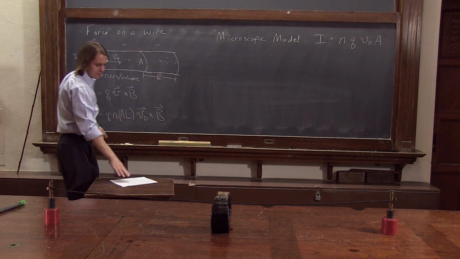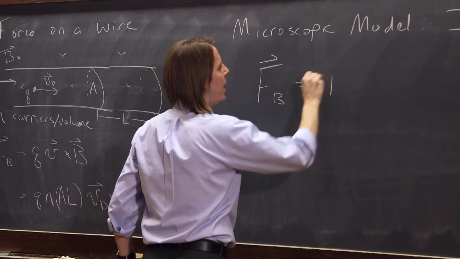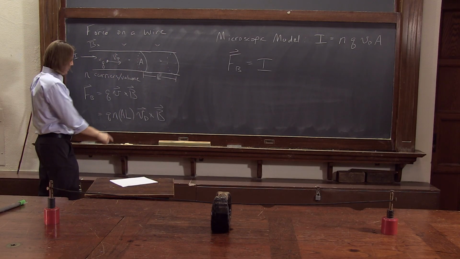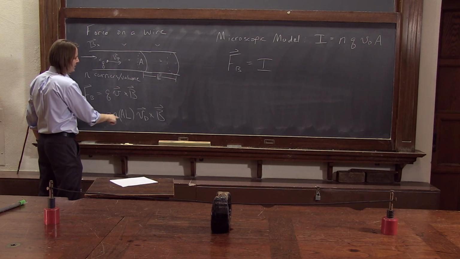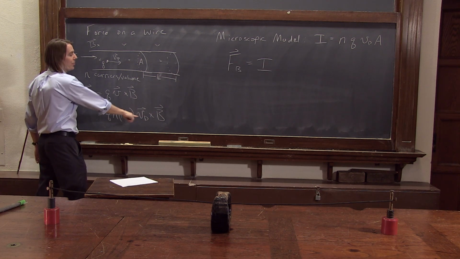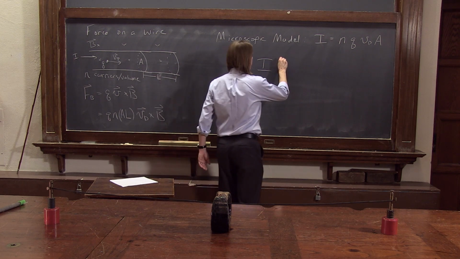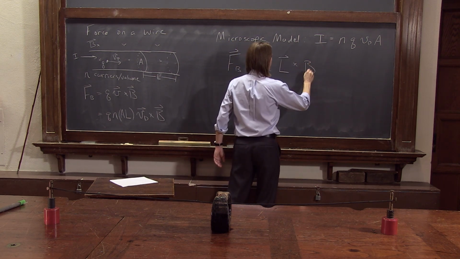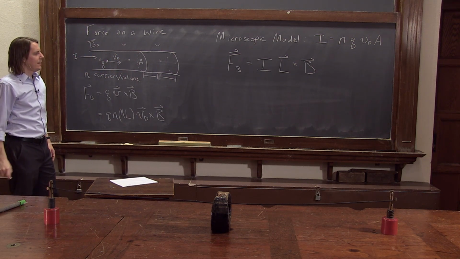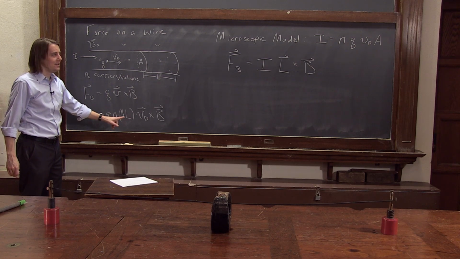So we can sort of write this now differently. We can write FB equals I. We can pull the I out. Okay? We pull the I out. That pulls out the N, the Q, the A, and we're actually going to take the magnitude Vd out and not make it part of the vector. And we're going to write L as the vector. IL cross B. And that is the force. We have to have that L there to make it come out in newtons.